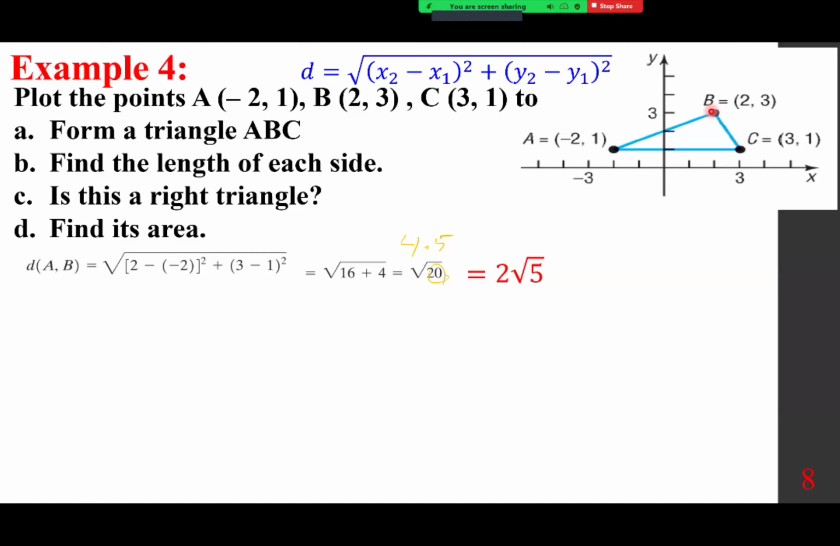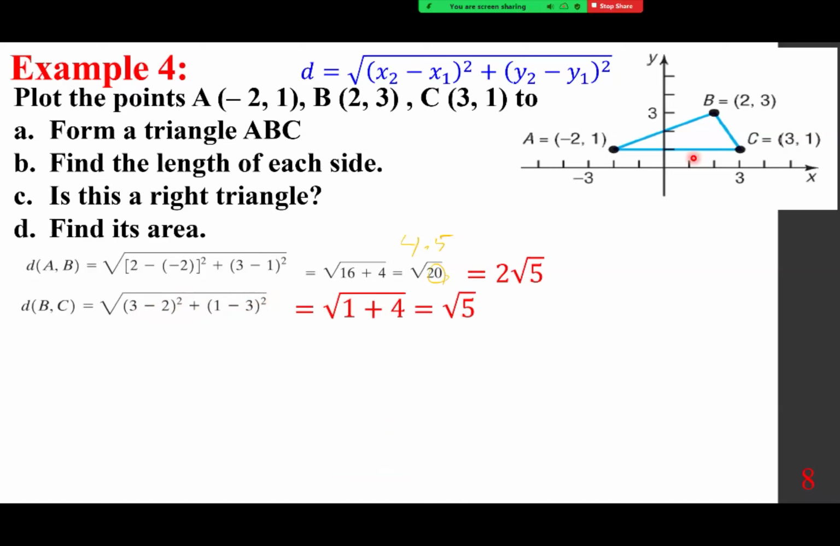We find this distance. We use the same formula. And so 3 minus 2 quantity squared, 1 minus 3 quantity squared. And by the way, the reason order is not important is because it gets squared and it fixes the problem anyways. If it's negative, doesn't matter. If it's positive, doesn't matter. If it's squared, it becomes positive. So this is 1 squared is 1. This is negative 2 squared is 4. And they add up to 5, square root of 5.